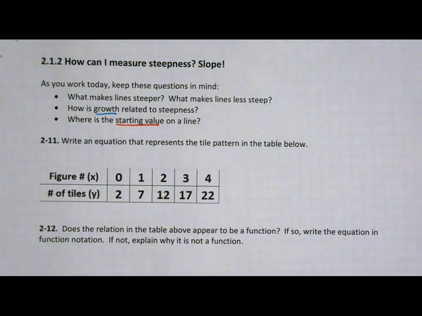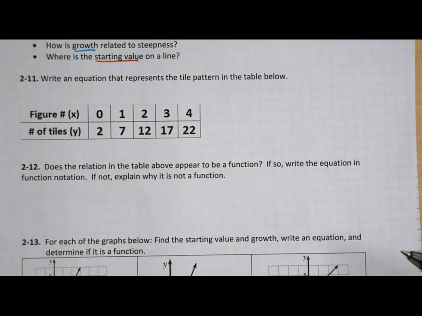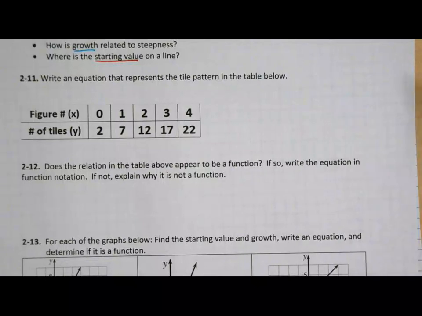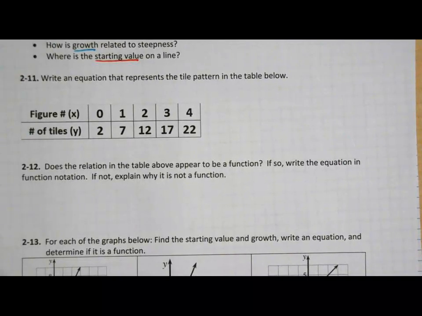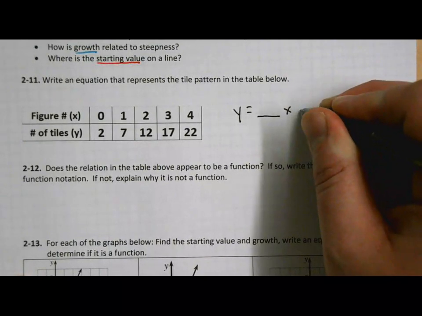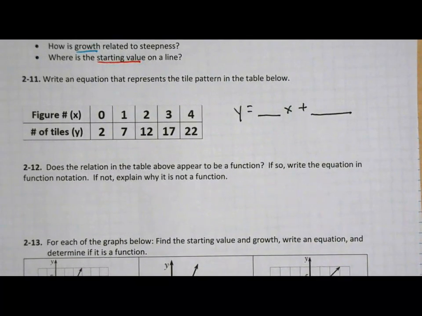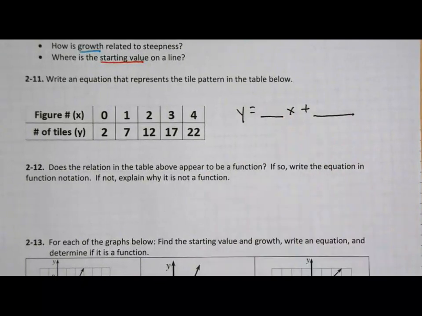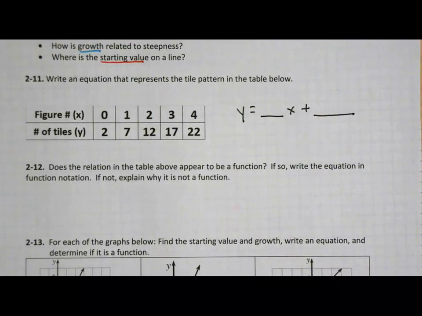So let's start off with a little warm-up. This should remind you of what we did in our last lesson. The question is, write an equation that represents the tile pattern in the table below. As a reminder, when we write an equation, it's going to take on a format that looks like this. And what we need to do is find some values to put in these two spots here. If you can remember how to do that, go ahead and do that on your own. Hit pause and do it on your own. If you need another hint, stick around and I'll give you a hint.